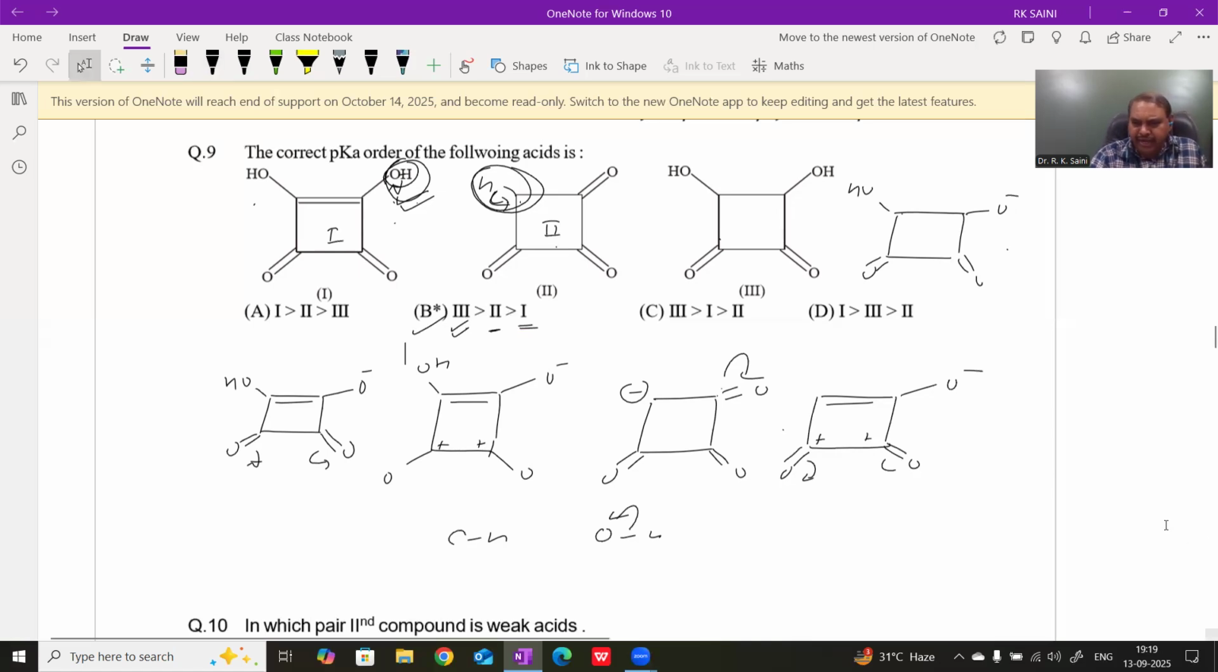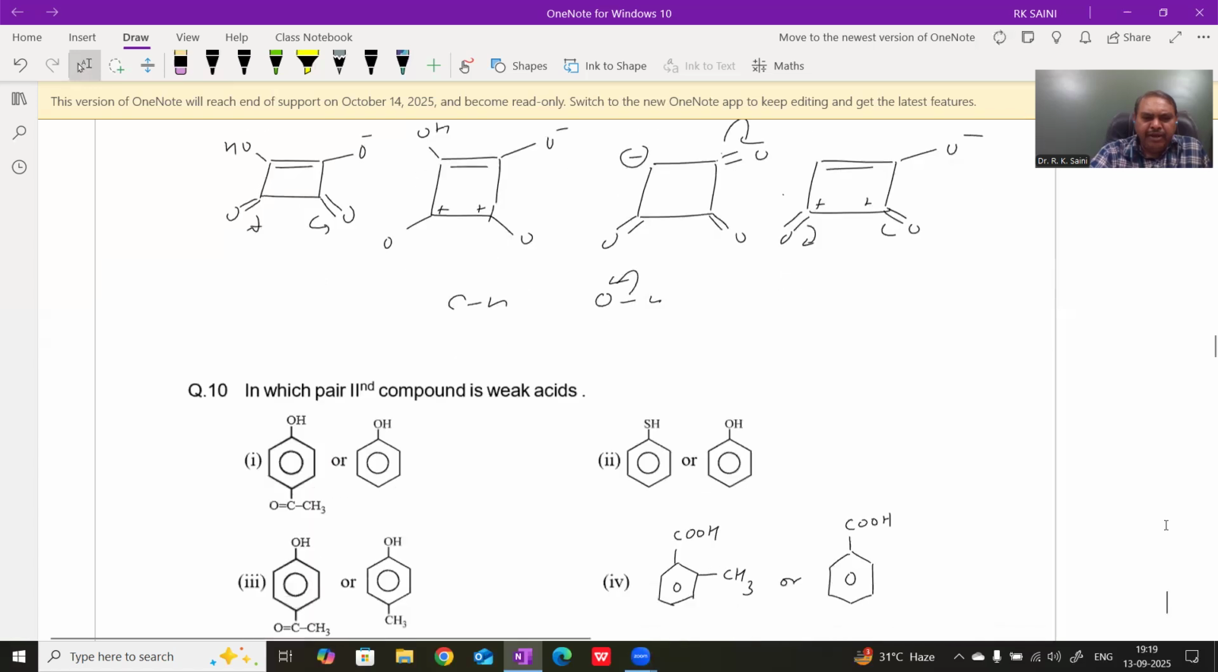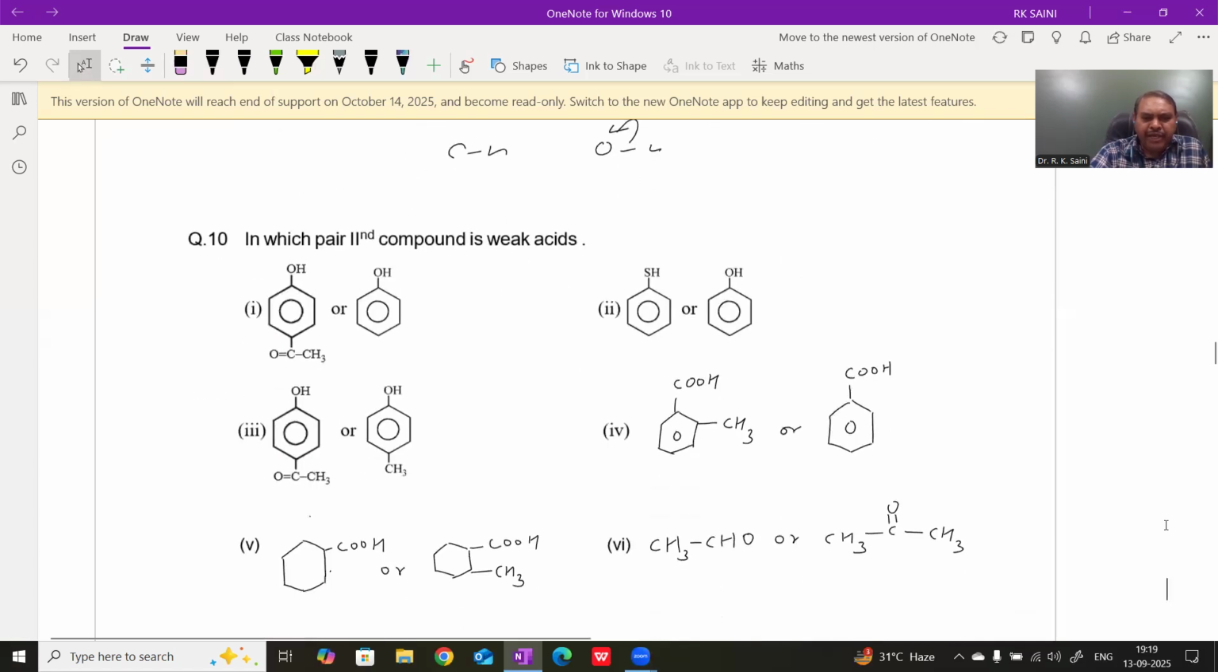Question 10. In which of the following pairs is the second compound the weak acid? In the case of the first, compound first is more acidic than second. Reason: this shows a minus M effect, and we know that the minus M effect stabilizes the phenate ion due to the resonance effect. So the first one is more acidic, therefore the second one is the weak acid.